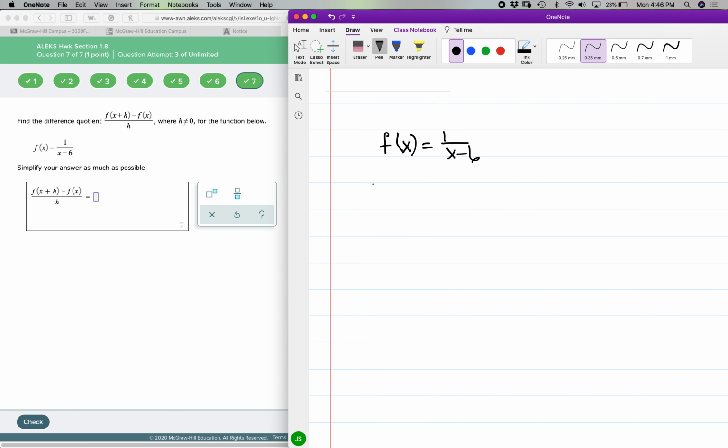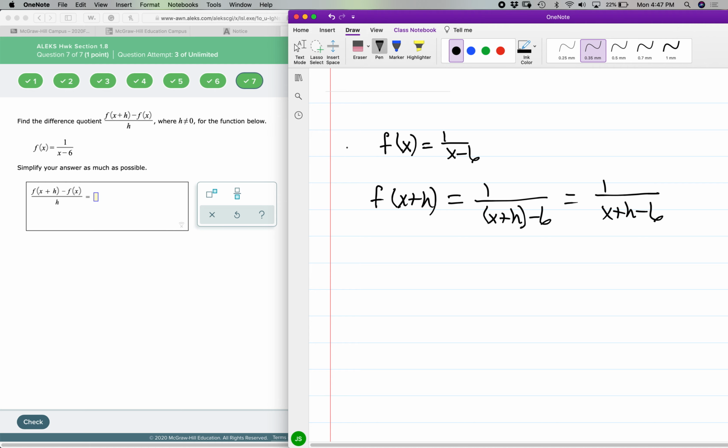Okay, now we have given f of x is equal to 1 over x minus 6. It says to find the difference quotient f of x plus h minus f of x over h, where h does not equal 0. So I have f of x is equal to 1 over x minus 6. And if I take what I have here and determine what f of x plus h will be, so we have 1 over, and extending x on out to x plus h. Okay, so for f of x plus h, that's going to be 1 over x plus h minus 6.